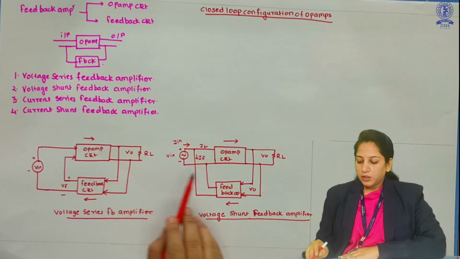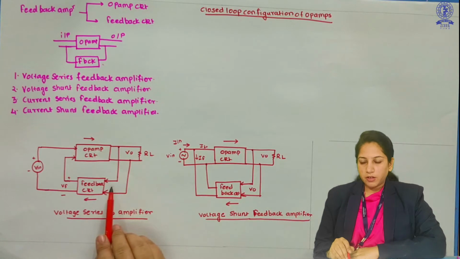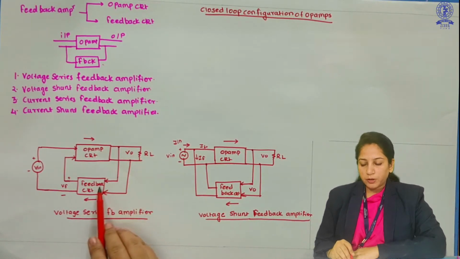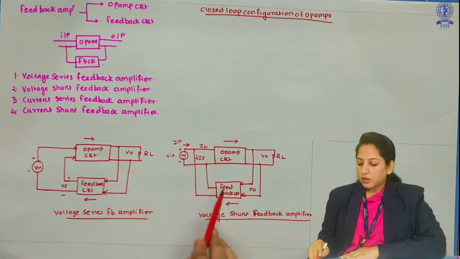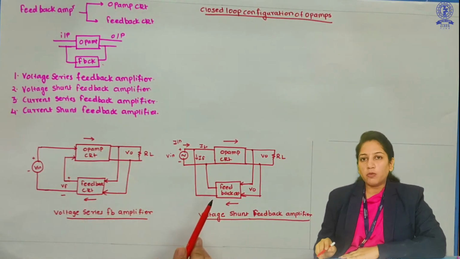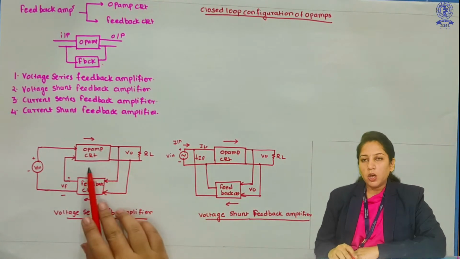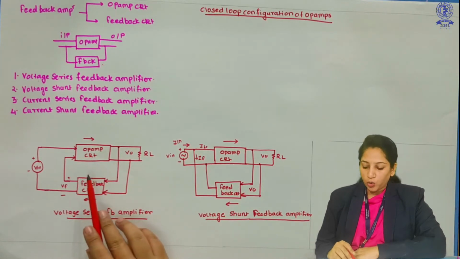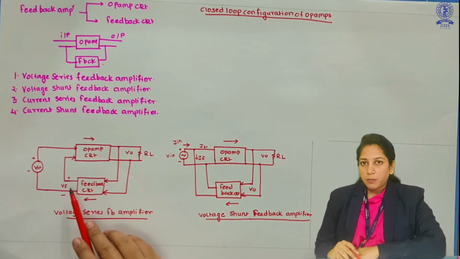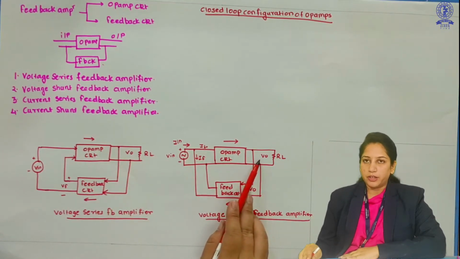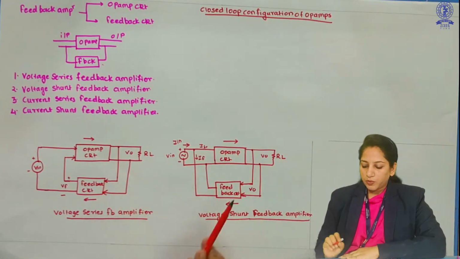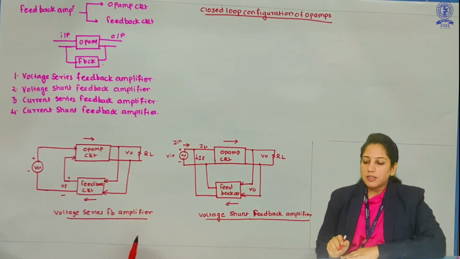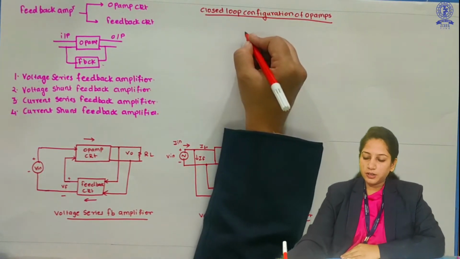If you observe these two diagrams, the output voltage of the operational amplifier is given to the feedback circuit, and from the feedback circuit either a current or a voltage is given as an input to the operational amplifier. That current or voltage, which is the output of this feedback circuit, is proportional to the output voltage. In this way we have seen these two block diagrams for voltage series and voltage shunt. Similarly, we will see current series and current shunt.